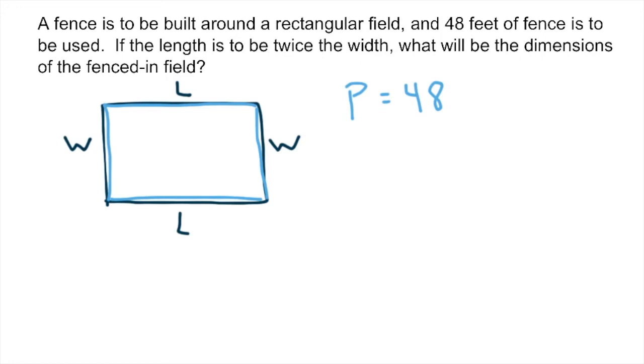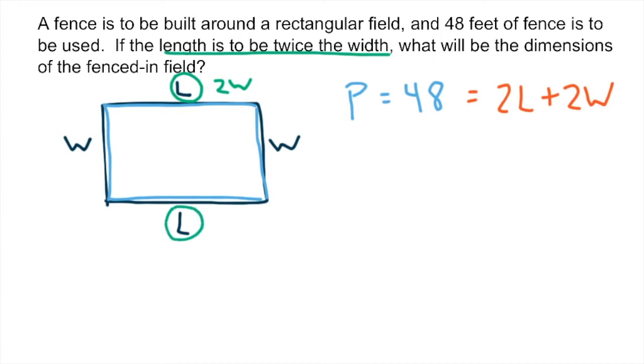Okay, well I know that the formula for perimeter is 2 times the length plus 2 times the width. All right, that's pretty good. I'm getting there. And now I need to use this other clue that I was given, that the length is to be twice the width. So wherever I see an L, I can replace that with 2W. And I'm going to do that in my formula.